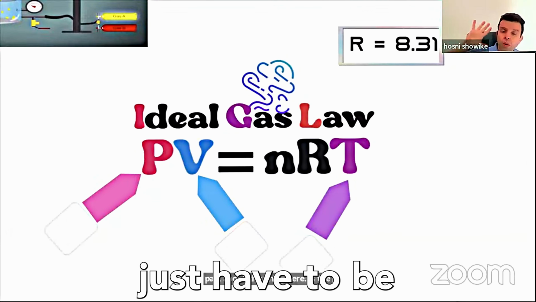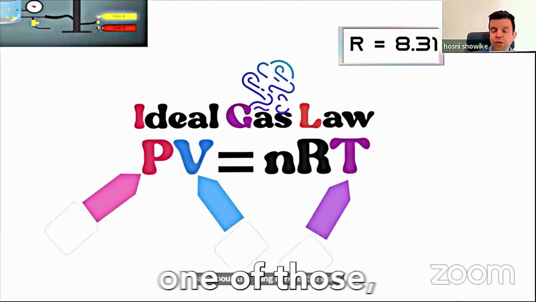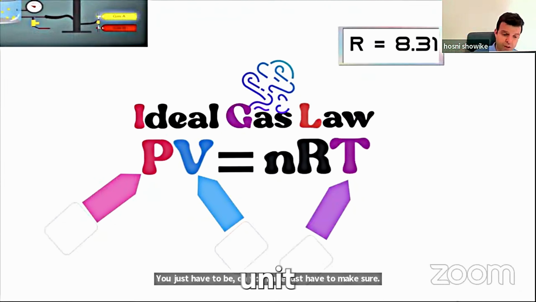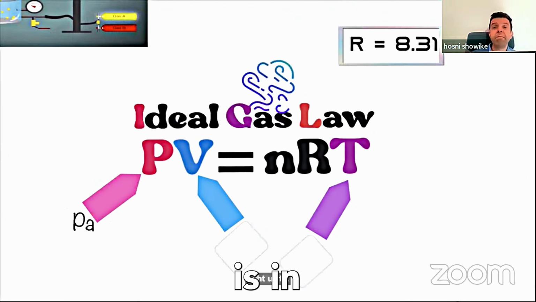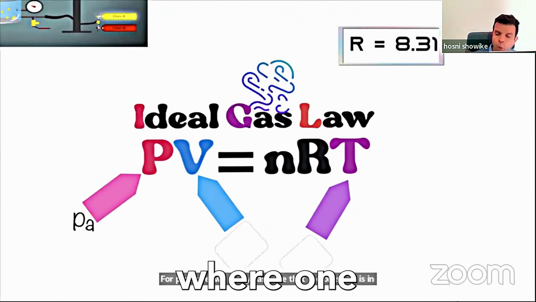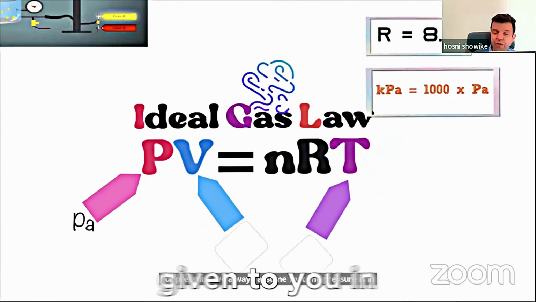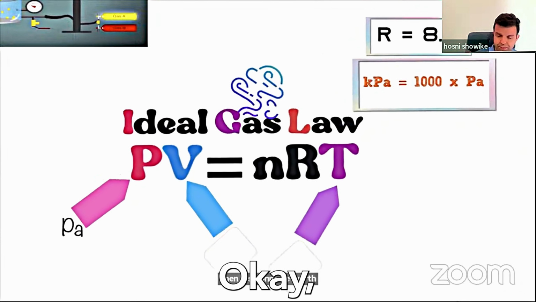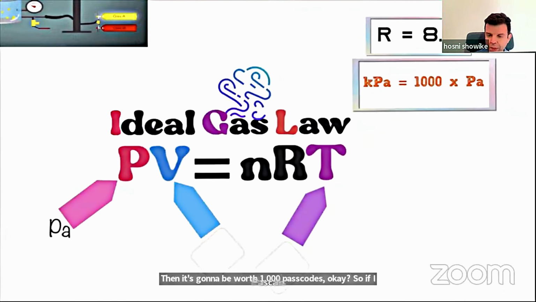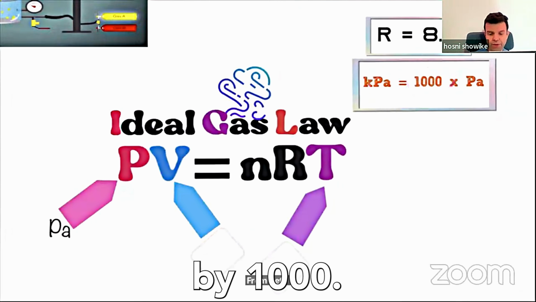You just have to make sure that each one of those givens in front of you is in the right unit. For pressure, we always assume that the pressure is in pascals, where 1 kilopascal, if it was given to you in kilopascals, then it will be worth 1,000 pascals, okay? So if I have to convert from kilopascals to pascals, I have to multiply by 1,000.